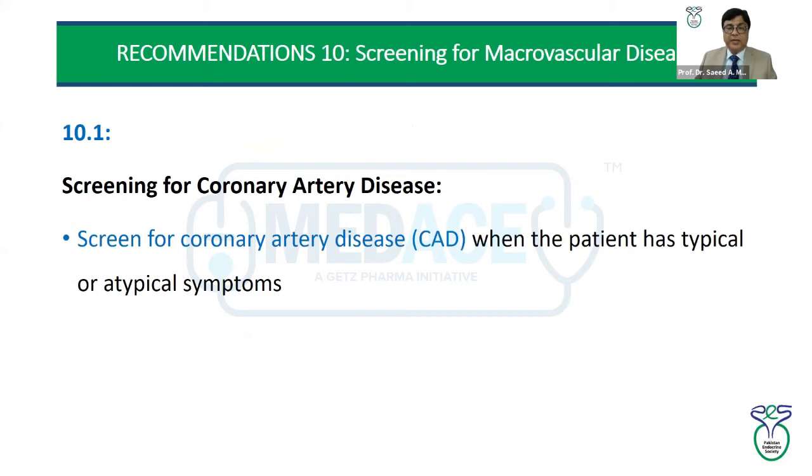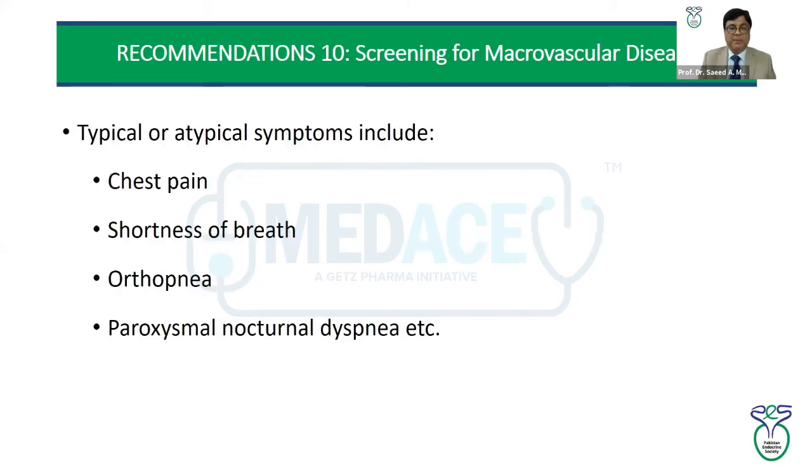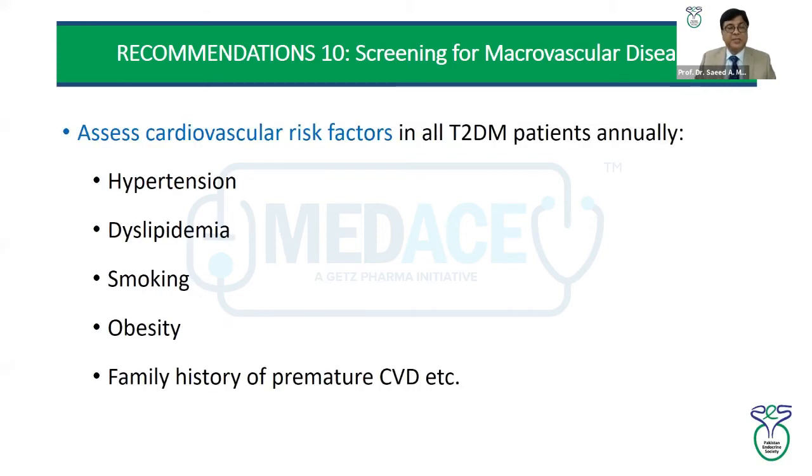Screening for coronary artery disease, as Professor Najum Islam has already mentioned, along with control of lipids and control of blood pressure. Screening for coronary artery disease should be done when the patient has typical or atypical symptoms. Sometimes we know that these diabetic patients don't have typical chest pain. So someone who has typical or atypical symptoms like chest pain, shortness of breath, orthopnea, paroxysmal nocturnal dyspnea, should be evaluated for cardiovascular disease.